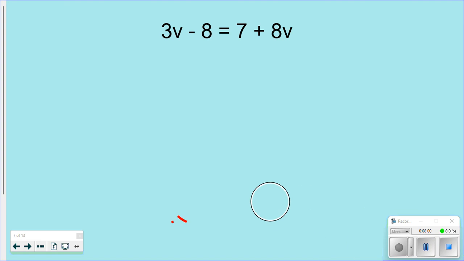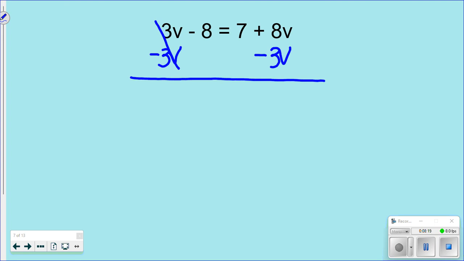Sorry, technical difficulty. Okay, so I talked about I have 3v's on this side, I have 8 on this side. So let's take out the duplicates and let's get it so the only variables are left on one side. So I'm going to minus 3v from here. That's like me erasing 3v's from this side. And I'm going to minus 3v from this side. That's like erasing 3v's from that side. So now this is what the problem looks like.